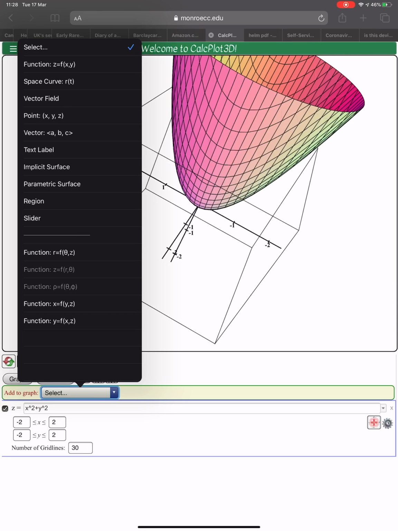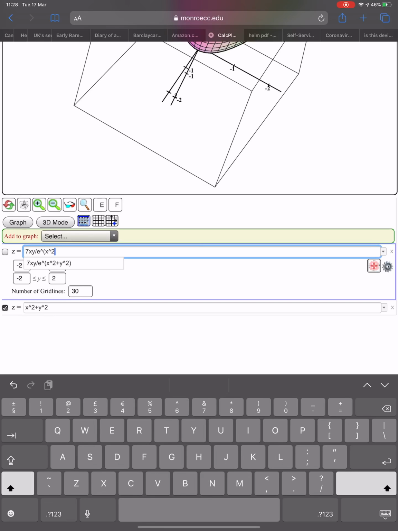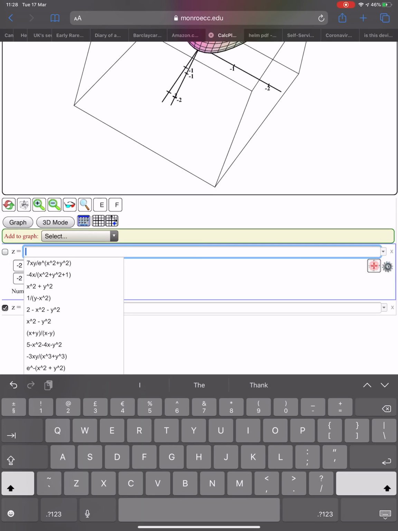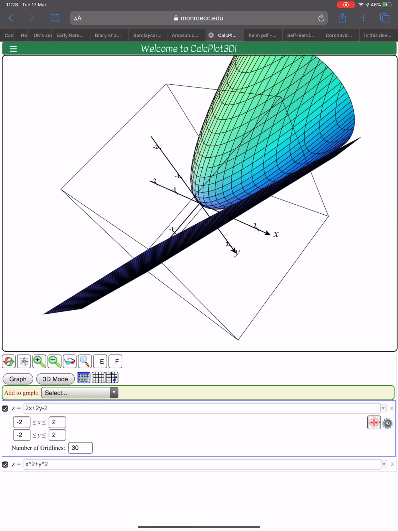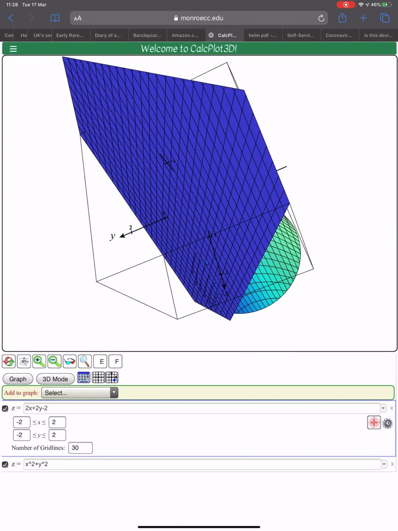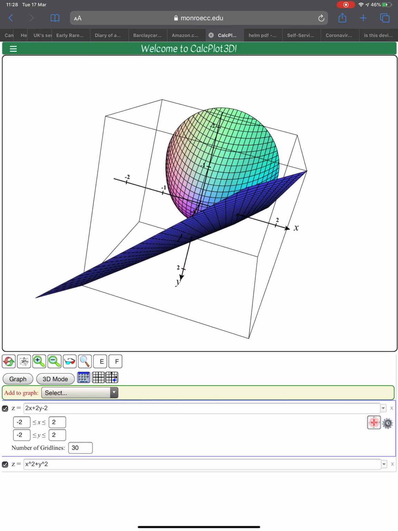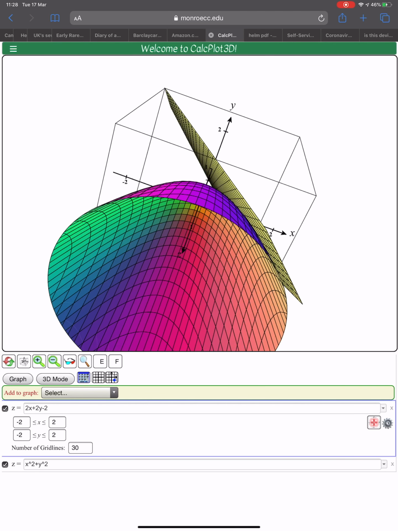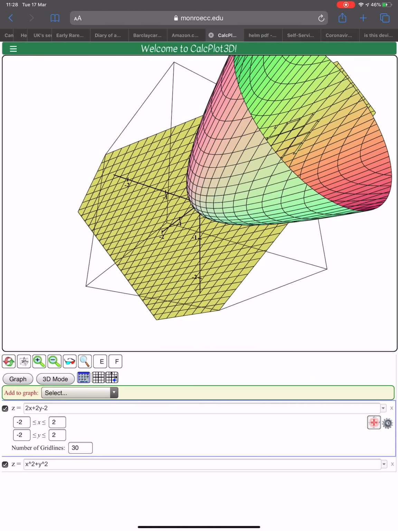Tangent plane function. z equals 2x plus 2y minus 2. So there we go, tangent plane. And we need to check it's at the right point. Let's get x horizontal at least, y vertical, z there. Gosh, you could play around with these.